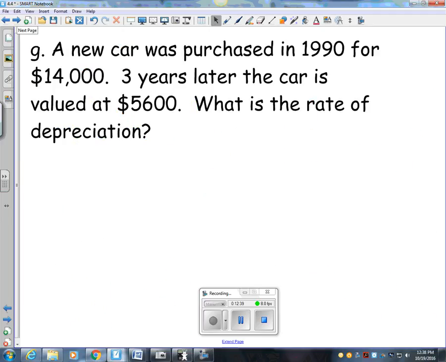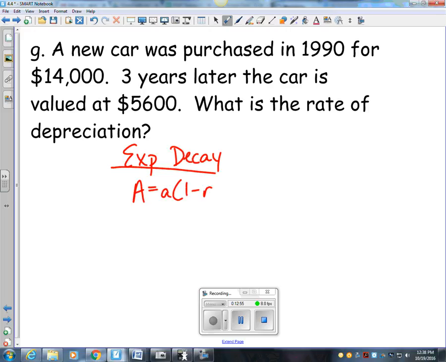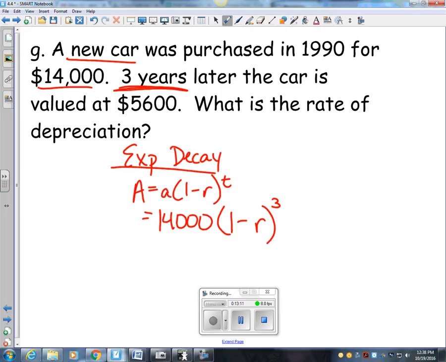All right, G. A new car was purchased in 1990 for $14,000. 3 years later, the car is valued at $5,600. What is the rate of depreciation? For this one, you're using the exponential decay because it didn't use the word compounded. So that's A equals A(1 minus r) to the t. So when it was new, it was 14,000. So that goes in for your starting value. 1 minus, we don't know the rate. The time is 3 years. And we know that the car ended up being valued at 5,600. So that goes on the left.